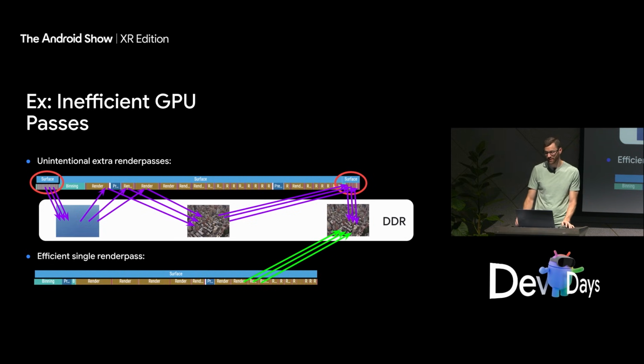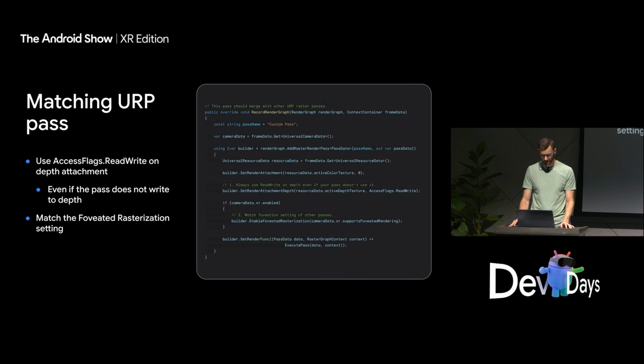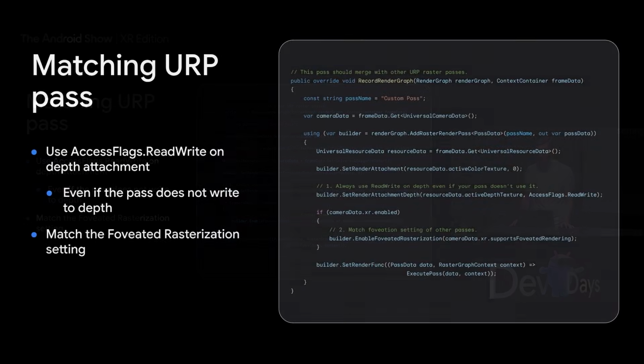Some of these cases will not show up in the Unity render graph viewer or frame debugger, so be sure to check the xtrace GPU2 results after adding any advanced render settings or custom passes. Here's some sample code that should make a custom URP pass that merges nicely with other Unity passes. Notice how the attachment and foveated rendering settings must match.